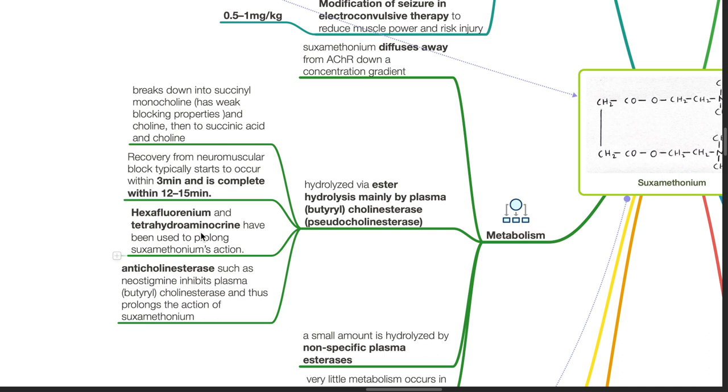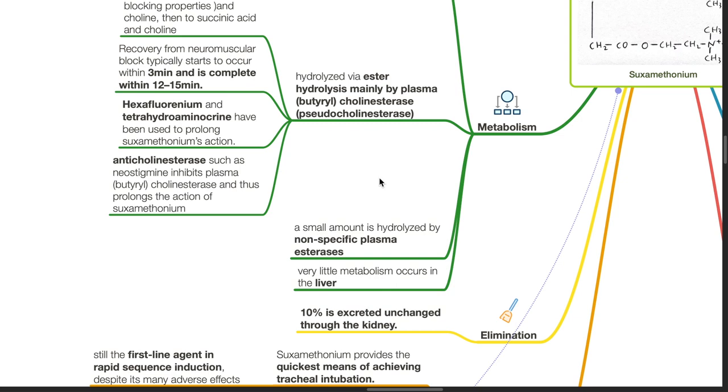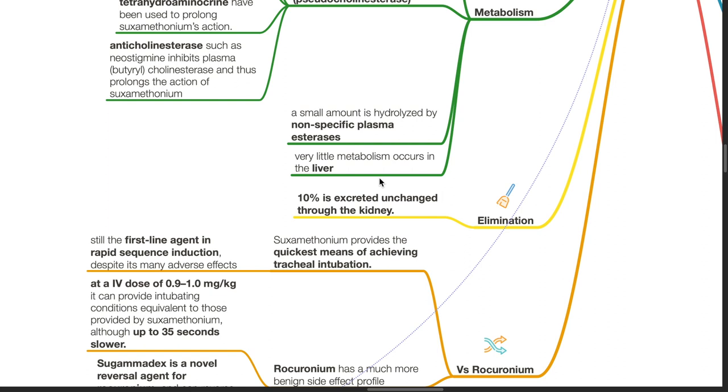Hexafluorenium and tetrahydroaminacrine have been used to prolong Suxamethonium's action. Anticholinesterases such as neostigmine inhibit plasma cholinesterase and prolong the action of Suxamethonium. A small amount is hydrolyzed by non-specific plasma esterases, and very little metabolism occurs in the liver. 10% is excreted unchanged through the kidney.